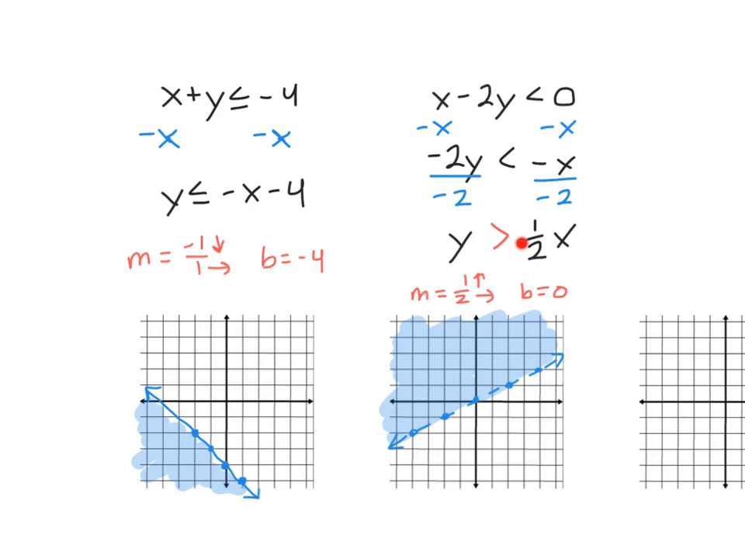So here I'm going to use my y-intercept, which is 0, and I'm going to follow my slope, which tells us to go up 1, right 2. I use a dotted line because there's no or equal to, and I shade above because it says y is greater than.